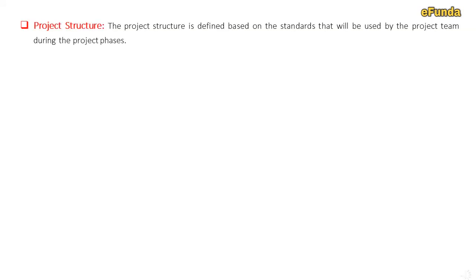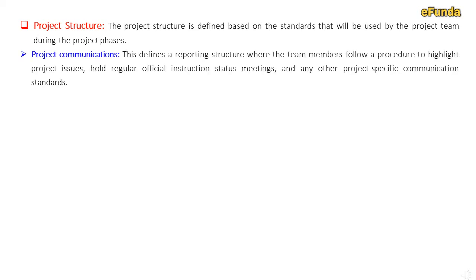Project structure. The project structure is defined based on the standard that will be used by the project team during the project phases. Project communication. This defines a reporting structure where the team members follow a procedure to highlight project issues, hold a regular official status meeting, and any other project-specific communication standard.